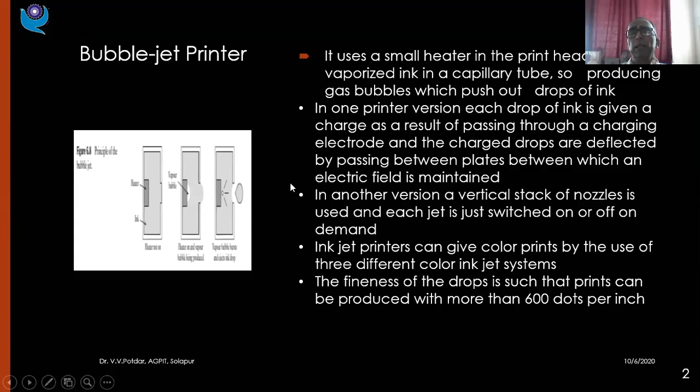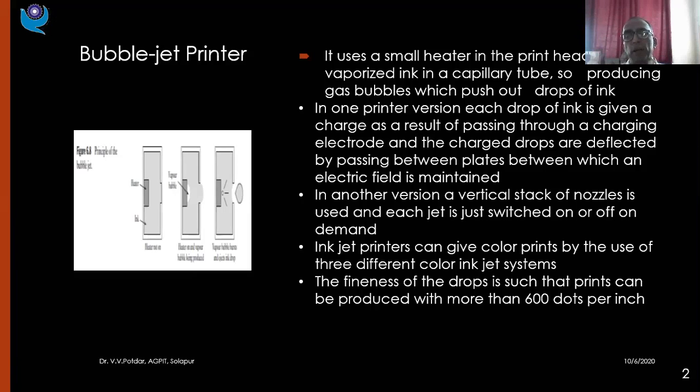In one printer version, each drop of ink is given a charge as a result of passing through a charging electrode, and the charged drops are deflected by passing between plates between which an electric field is maintained. In another version, a vertical stack of nozzles, a row or column of nozzles is used, and each jet is just switched on or off on demand. So accordingly, the ink will come out of one of the nozzles, and accordingly you can have the letters being printed. Inkjet printers can give color prints by the use of 3 different color inkjet streams.